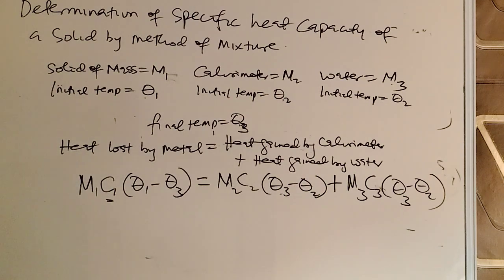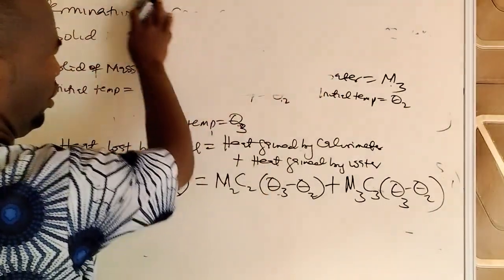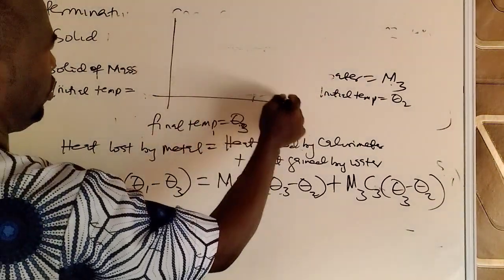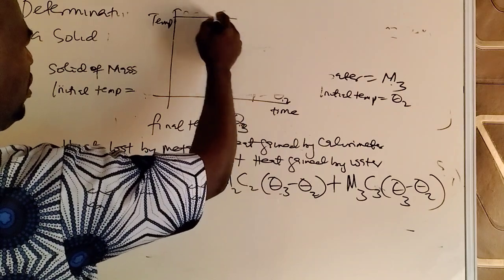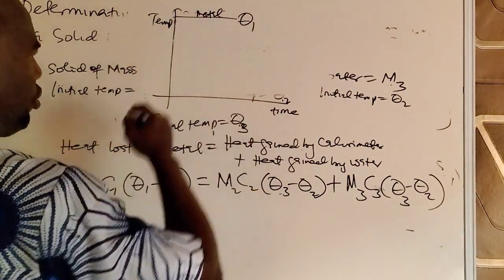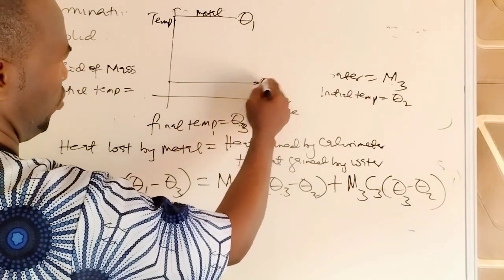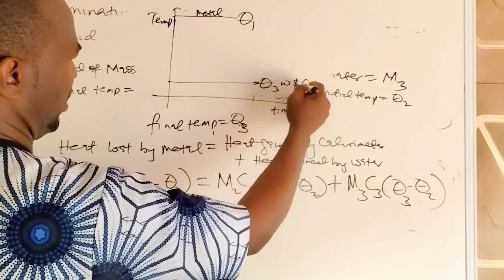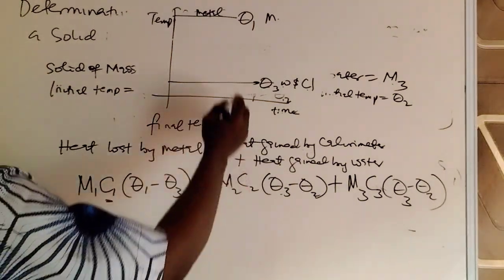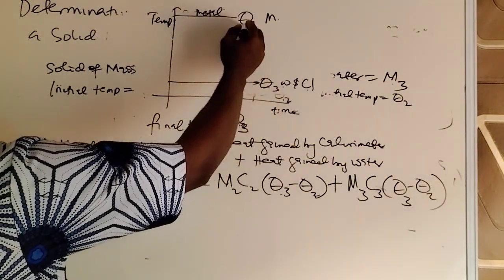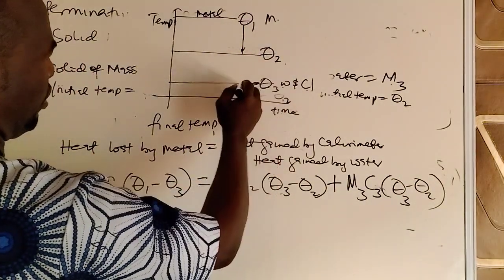It's just like when you have this kind of diagram, whereby you have, let me just draw a kind of sketch here. You have temperature and time. The metal is at theta 1. This is where the metal is, at very high temperature. And then the water and the calorimeter are at a lower temperature, theta 3. This is the water and calorimeter. What is our metal M? So you are adding the metal into the water, so the temperature of the metal should go lower. It will fall to the final, which I call theta 2, while this one will rise to theta 2.